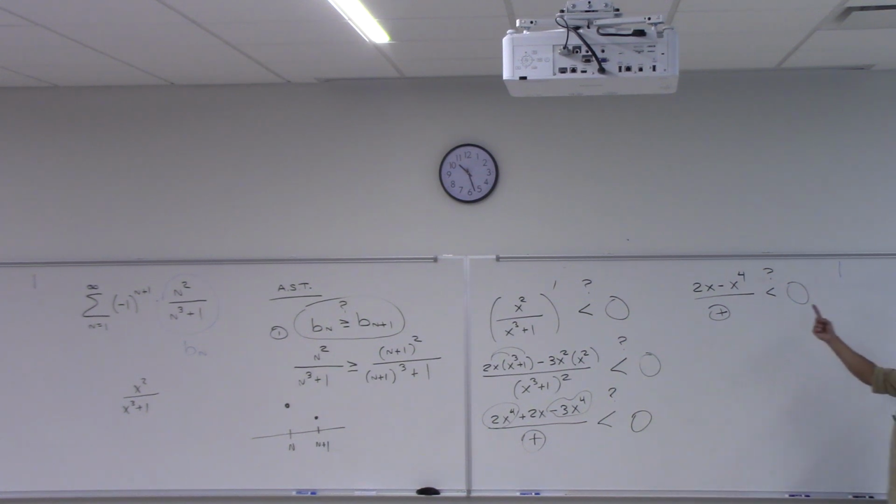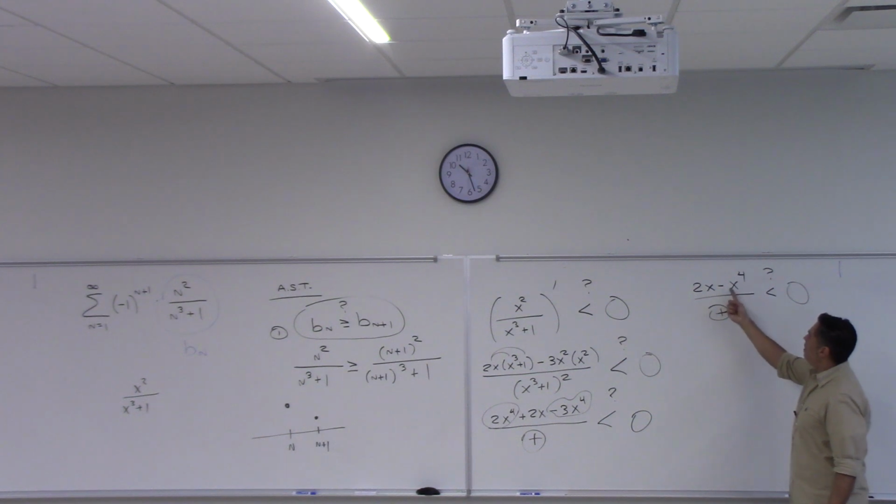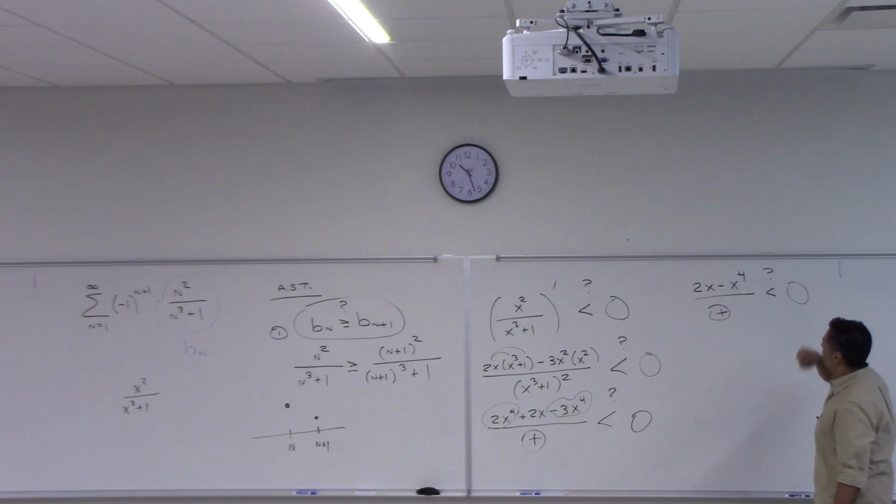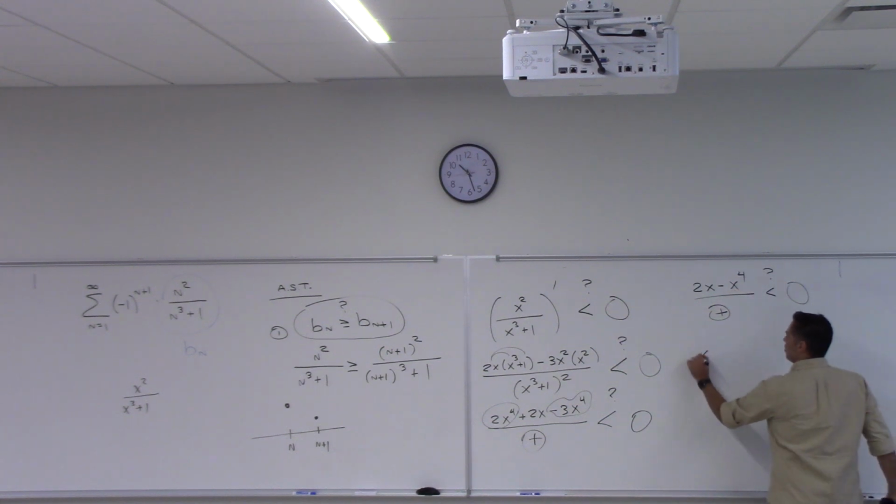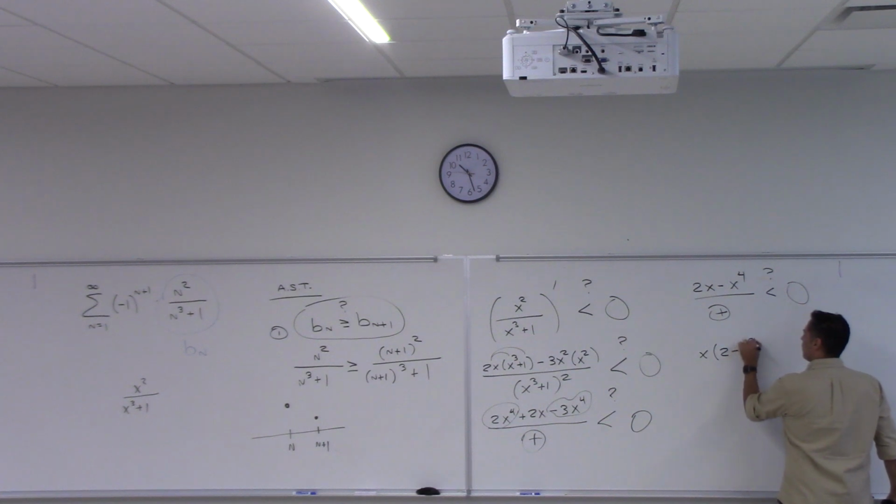Like if x is 1, it doesn't work, does it? If x is 2, it works, doesn't it? 2 and 3 and 4 and 5. Eventually, this thing dominates, right? That thing dominates. If you're not seeing it there, you could even pull a GCF out, like that.